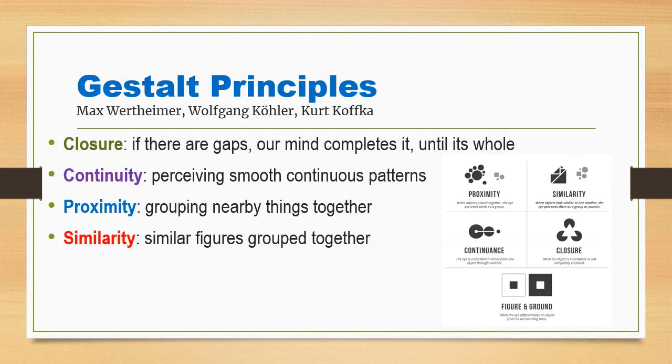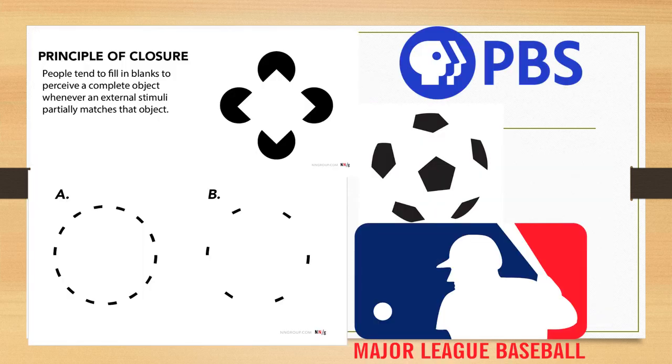So there's 4 Gestalt principles besides figure ground that we need to know. Closure: if there are gaps, our mind will complete it until it's whole. Continuity: we perceive smooth, continuous patterns. Proximity: we like to group nearby things together in our mind. And similarity: we like to put similar things together in our mind. So this is what it looks like.